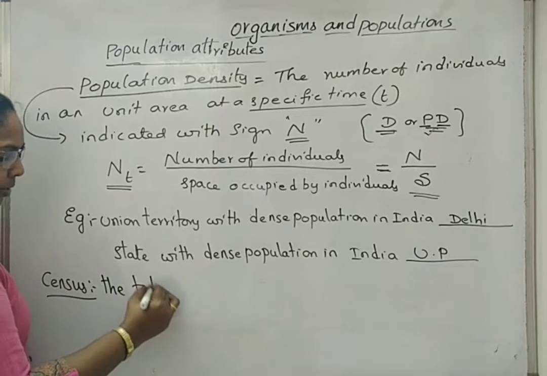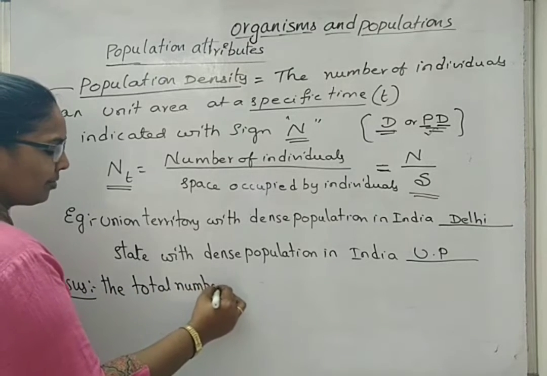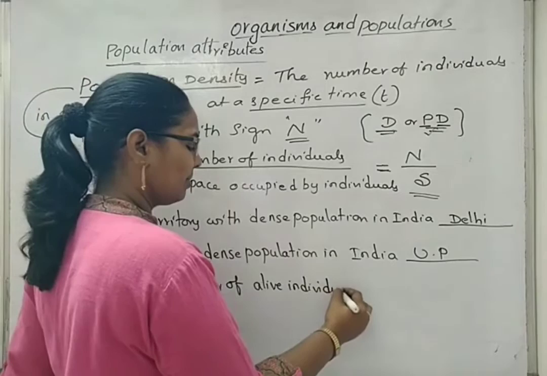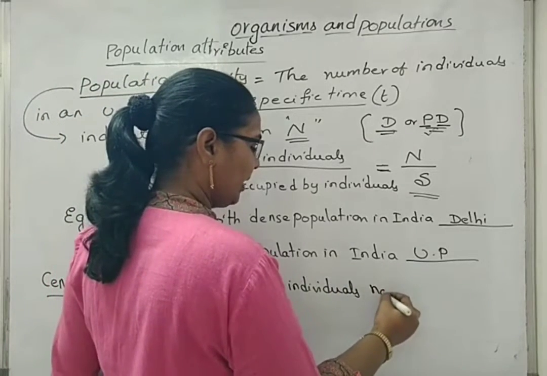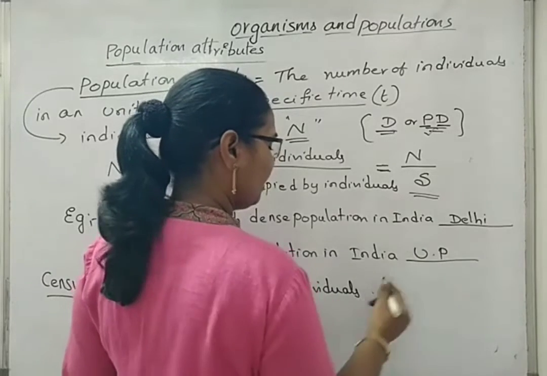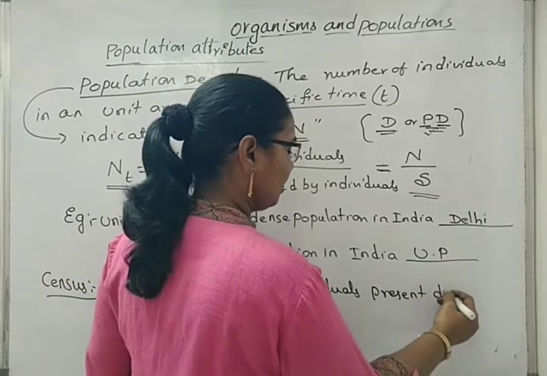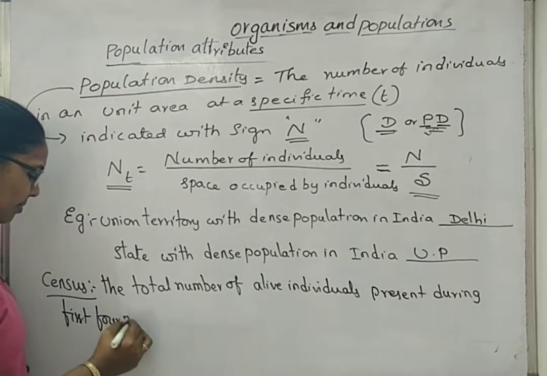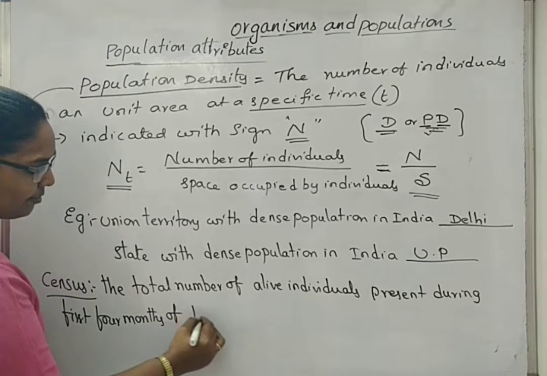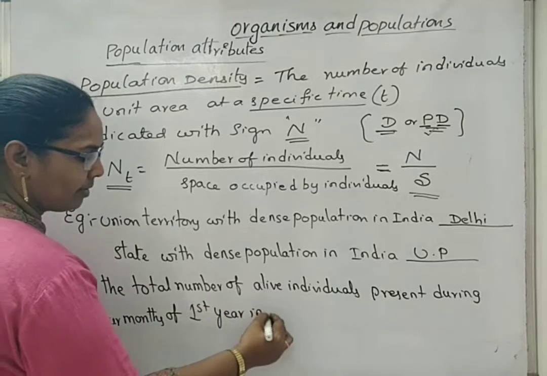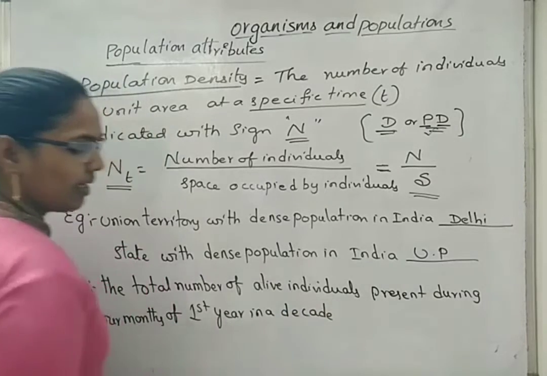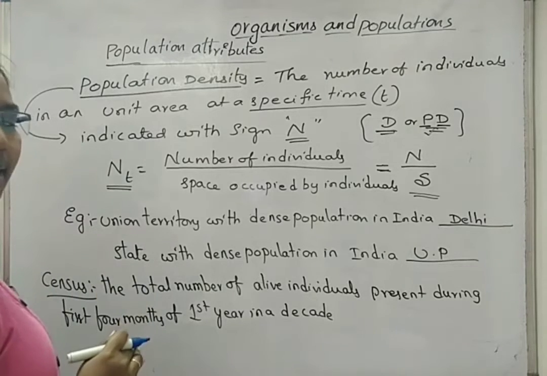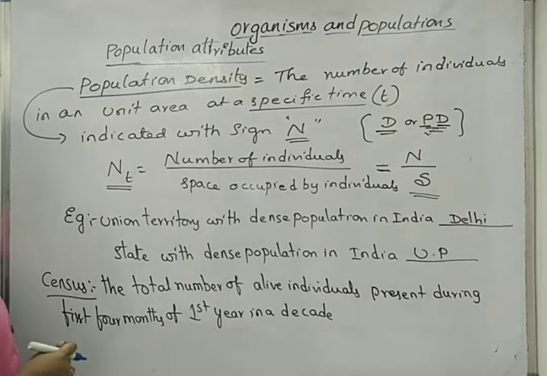Census means the total number of alive individuals noted or present during the first 4 months of the first year in a decade. Means in a time period of 10 years, if you take the first year, in that first year also, the first 4 months' total number of alive population is considered as census.